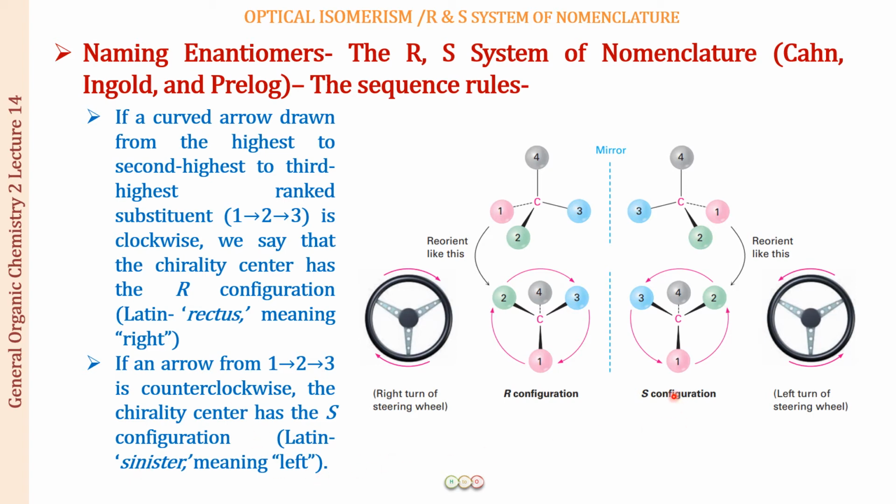So the S configuration stands for a left turn of the wheel, or the anti-clockwise direction, whereas the R configuration is when the three groups 1, 2 and 3 are arranged in such a way that the arrow is like the right turn of the steering wheel, or in the clockwise direction. So clockwise is R and anti-clockwise is S.